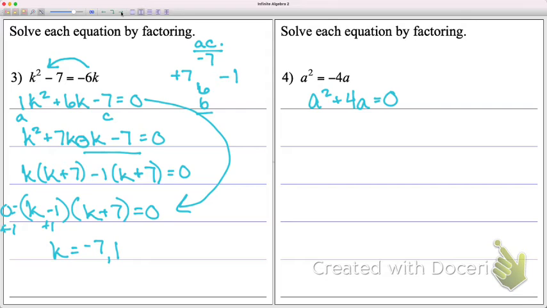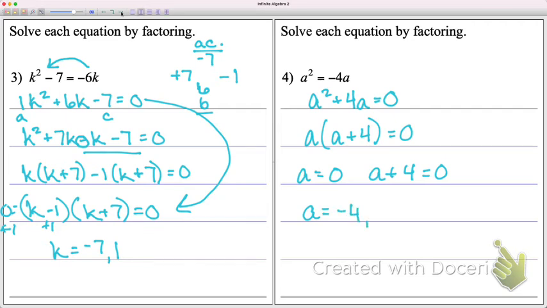Okay, this doesn't have an a, b, and c, does it? No, it has an A and a B. Do those two terms have something in common? An A. So A, and what do I have left? A plus 4. So A equals 0 and A plus 4 equals 0. So A equals what and what? 0 and negative 4. So negative 4 and 0. I got that one.